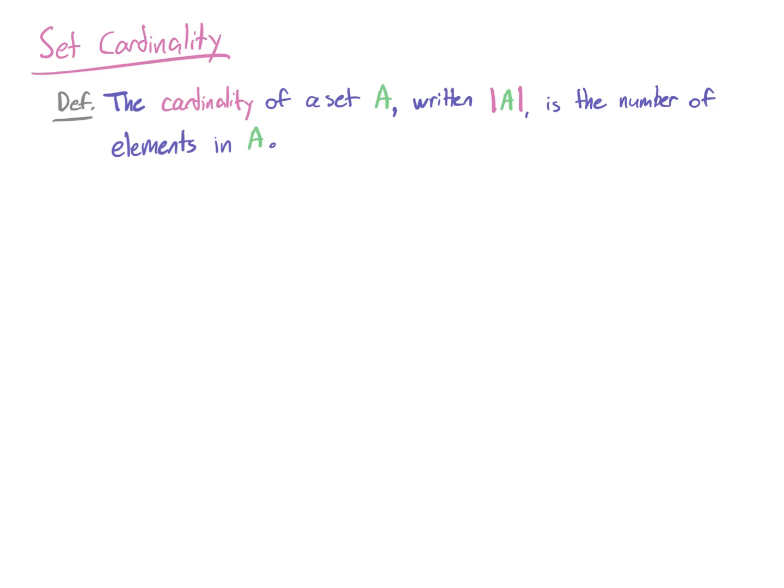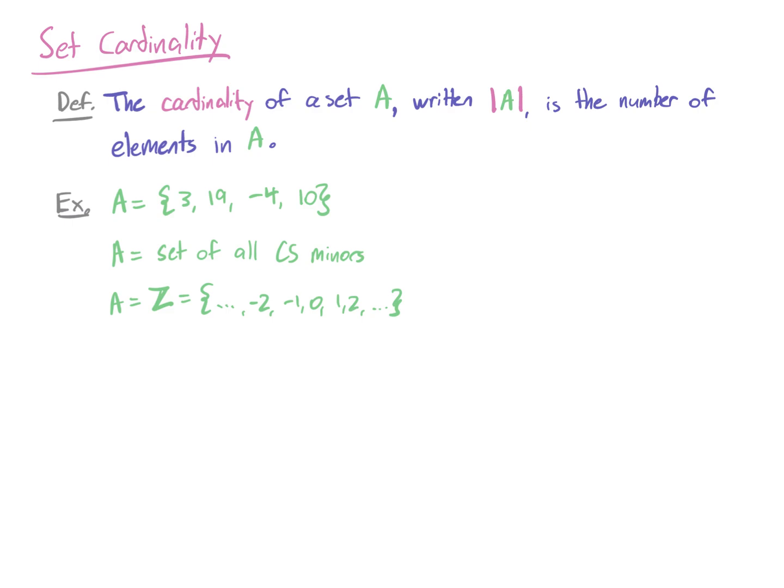Cardinality is a fancy way to say size. The cardinality of a set A, written with two vertical bars around A, similar to the absolute value symbol that you see in algebra, is the number of elements that are in A. So I literally just look in my set A, I count how many elements are there, and that is the cardinality. Let's do a couple examples.